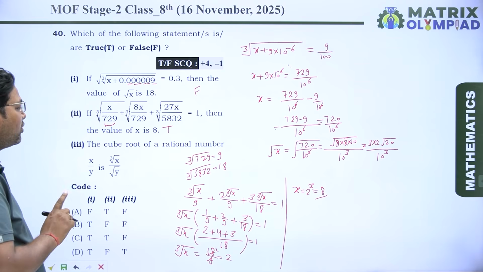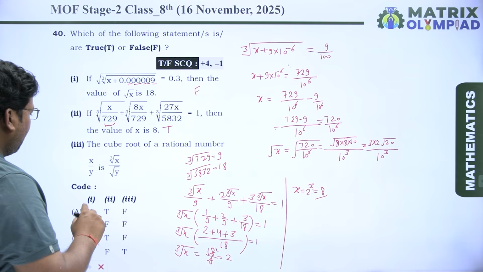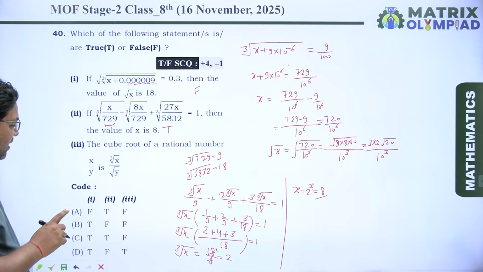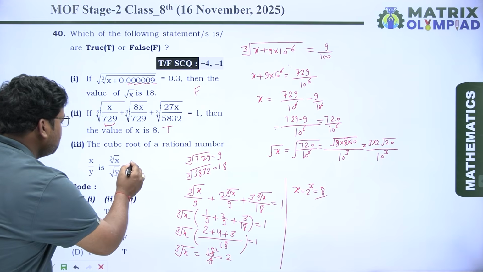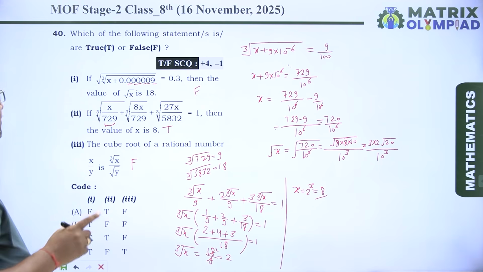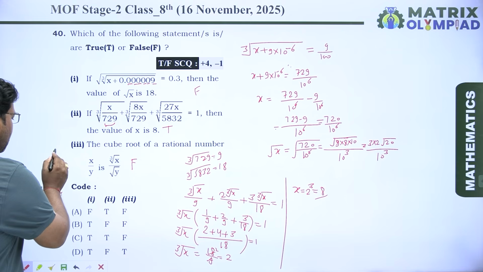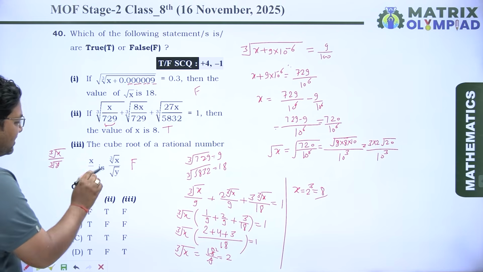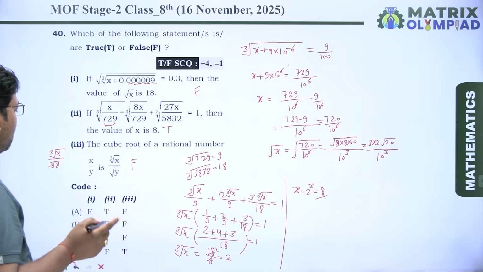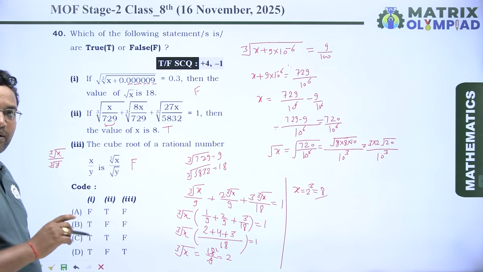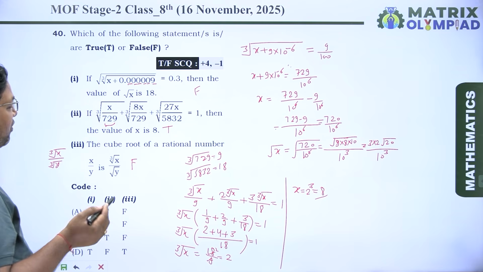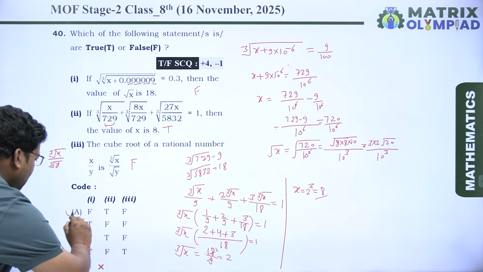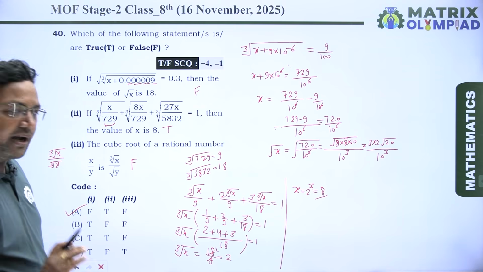Last statement is: the cube root of a rational number x upon y is cube root x upon square root y. It is a false statement because the cube root of a rational number x upon y is cube root of x upon cube root of y, but it is given cube root of x upon square root of y, so this statement is a false statement. So our answer is FTF, which is in option A. So option A is the right answer.